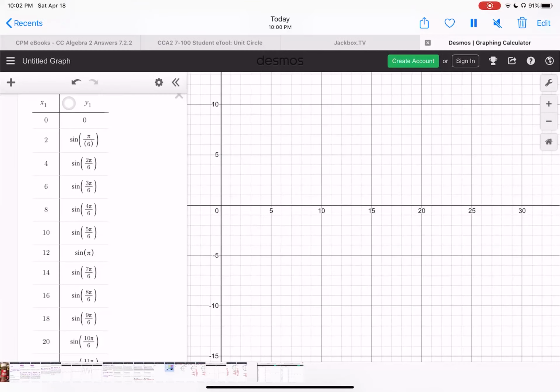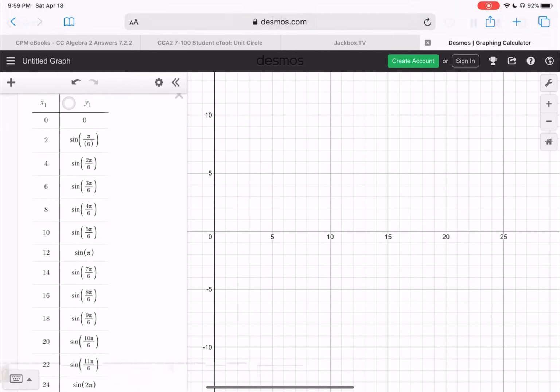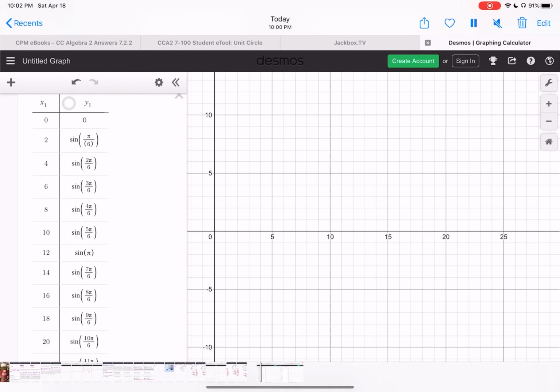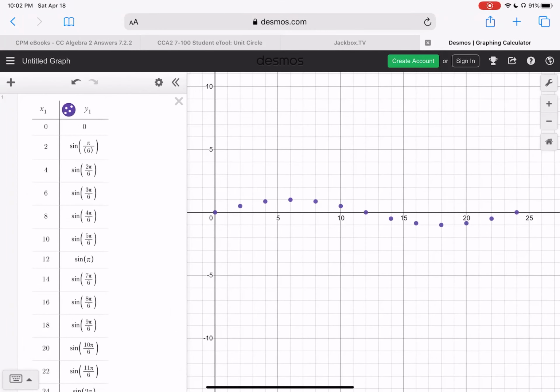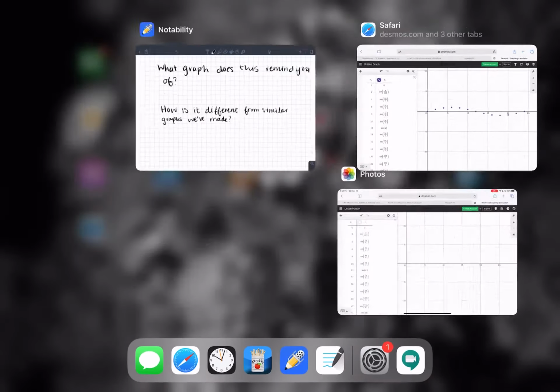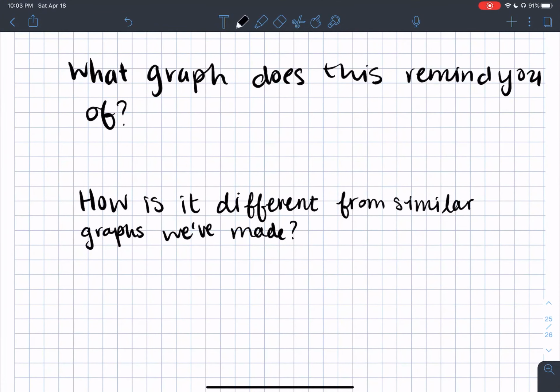So looking at this graph right here, what does it remind you of? And how is it different? What does this graph remind you of? And how is it different from similar graphs we've made? Go ahead and answer these questions on your own and take a photo of your notes to submit on Google Classroom.